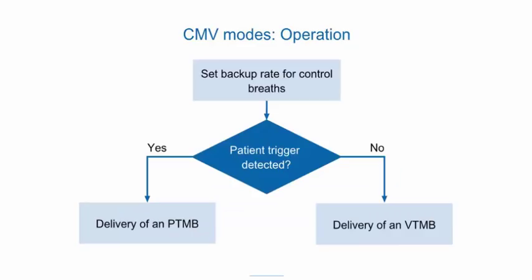In CMV modes, an operator must set the backup rate for VTMB. If no valid patient trigger is detected, the ventilator regularly delivers a VTMB at the set rate. If a patient trigger is detected just before a scheduled VTMB, the ventilator delivers a PTMB. In this way, the patient can control the actual rate, which is usually higher than the set rate.